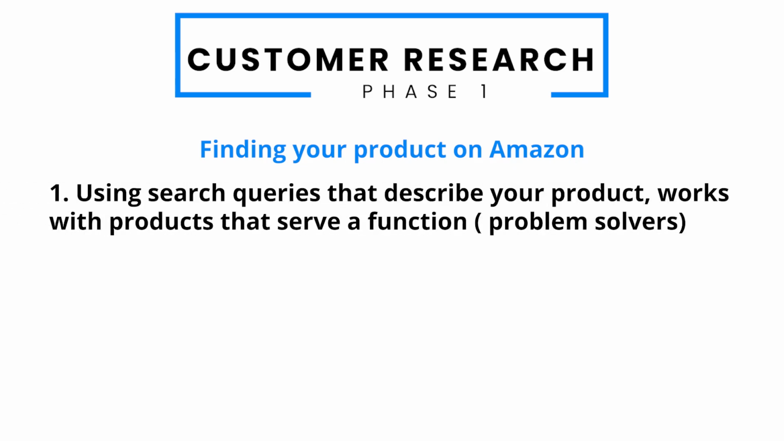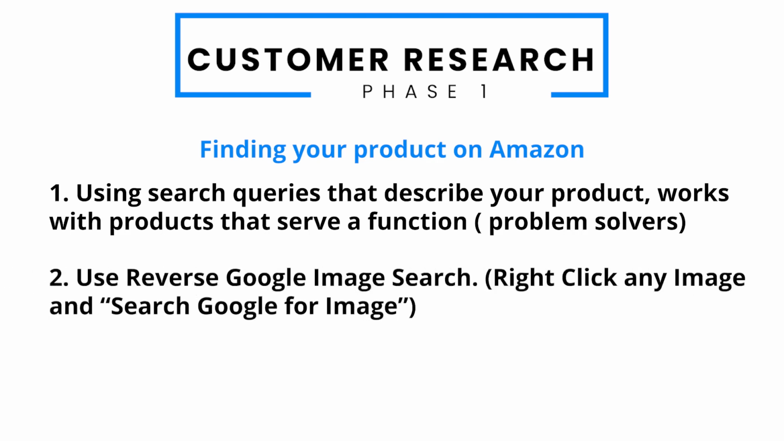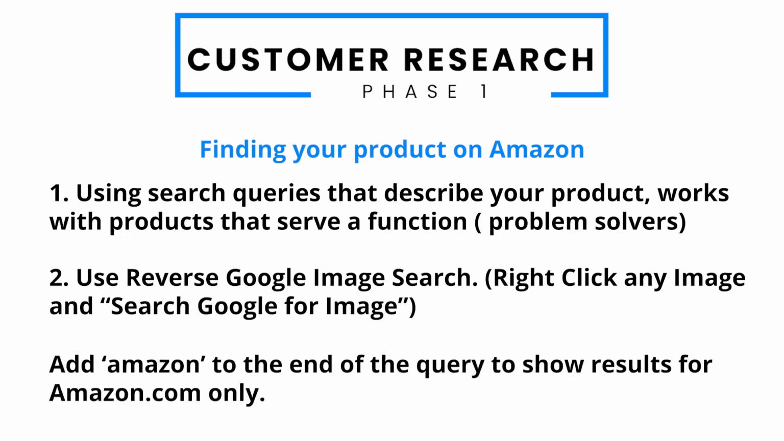The first is trying to use search queries that describe your product, which tends to work with products that serve a function, problem solvers. The second way is to use a reverse Google image search. If you're using the Chrome browser, you can simply right-click on any image and click on Search Google for image. When the new tab with the search query pops up, go ahead and add Amazon to the end of the query. This will tell Google to prioritize search results from the Amazon website. Keep in mind that sometimes you may need to try this method with a few different images before one matches up with an Amazon listing.